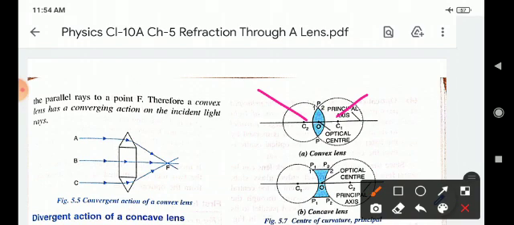Same process for the concave lens. C1 and C2 are the centers of curvature. This line represents the principal axis. So the center of curvature means the center of the sphere of which the lens surface is a part, called the center of curvature of that surface of the lens. That is, C1 and C2 are the centers of curvature of the concave lens. And O is the optical center.